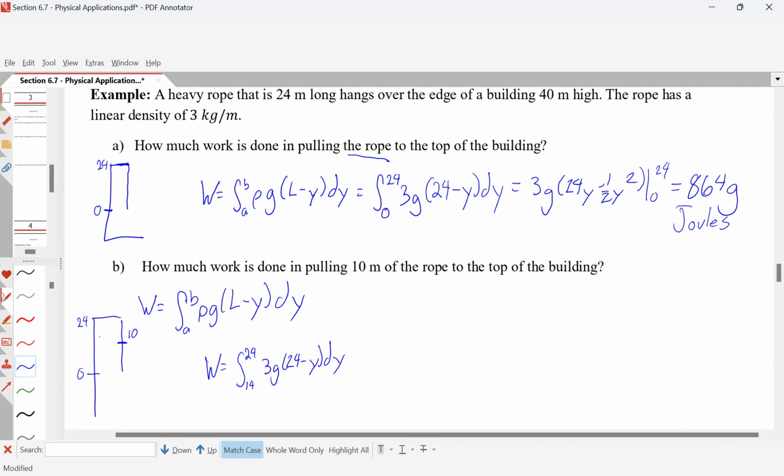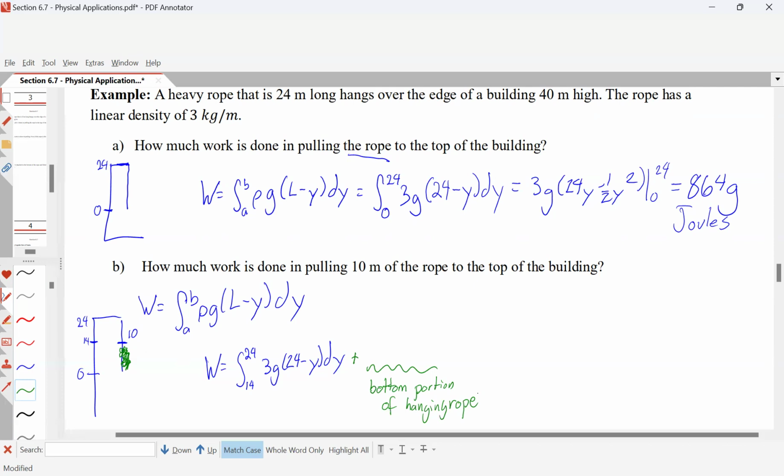However, when we pull these 10 meters up, there's still 14 meters of dangling chain that also moves up, but doesn't go to the top of the building. So plus some amount of work for the bottom portion of our hanging chain. That also is going to move 10 meters, meaning there is some work to be done.